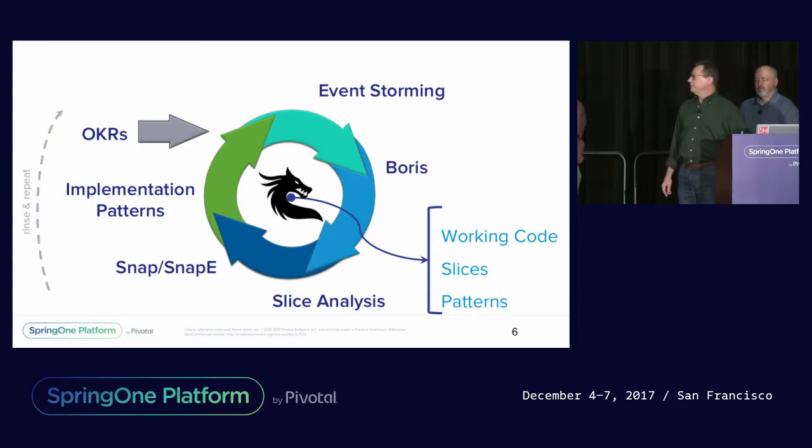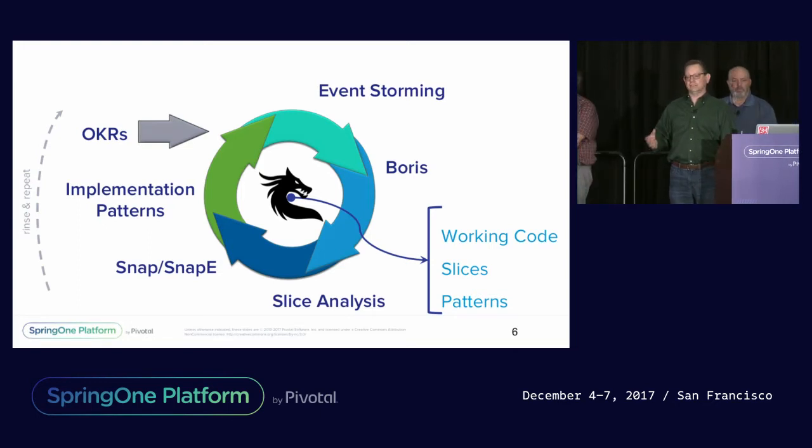Okay, and again, just to reemphasize, this is a wheel. This is rinse and repeat. We do this around and around all the time. We don't just do this event storming or Boris once and then put it away. We reach for these tools and processes whenever we need them, and we do them just until it's good enough to inform the decisions that we need, and we pull them out again whenever we need them in the future.